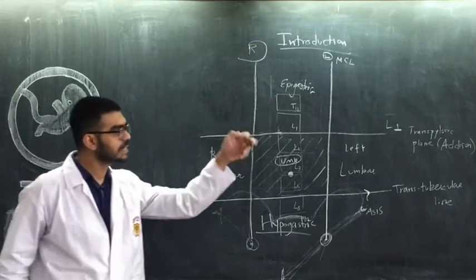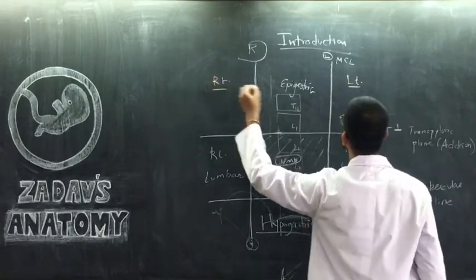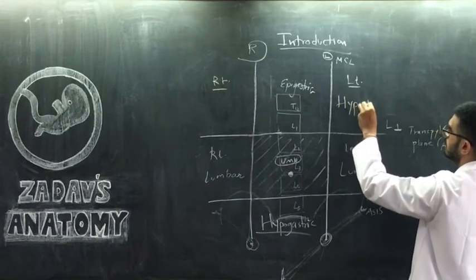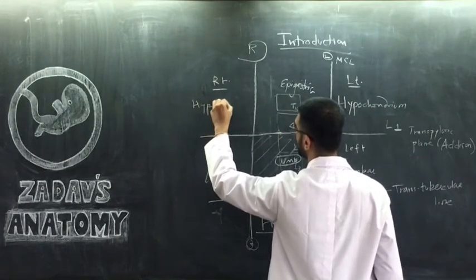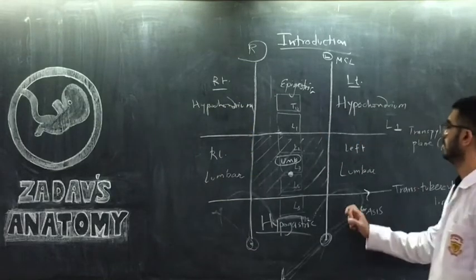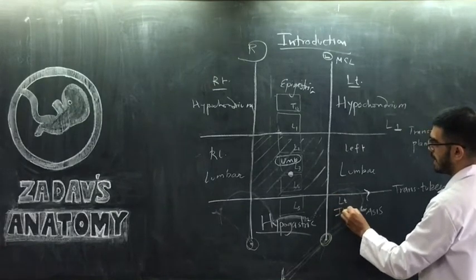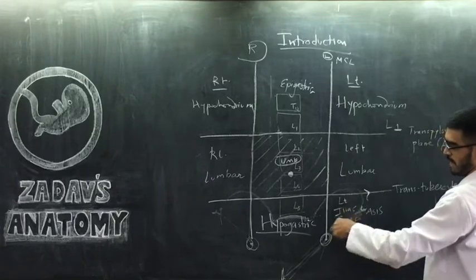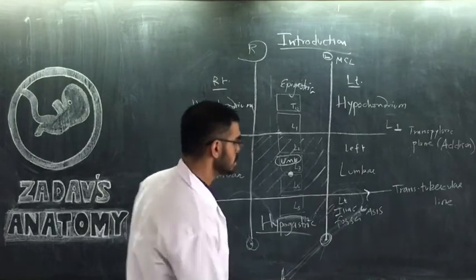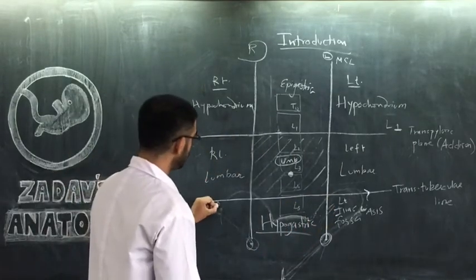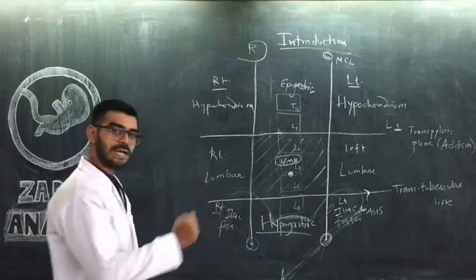Now, on either side of the epigastric, we have the left and the right hypochondrium. And on either side of the hypogastric, you have the left and the right iliac fossa. And as you can see, the iliac fossa is right here. The muscle that's coming from the iliac fossa is the muscle known as iliacus, which will be discussed in parents, right? So you've got the left and the right iliac fossa. So that's the 9 quadrants of your abdomen.